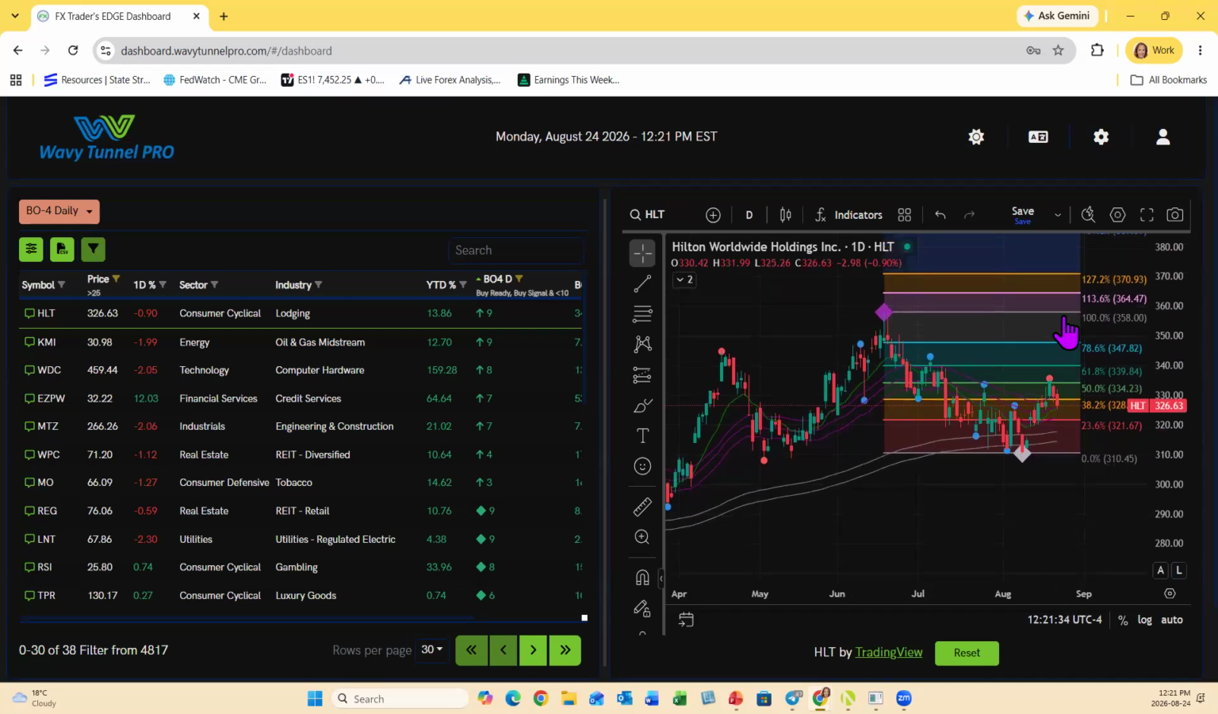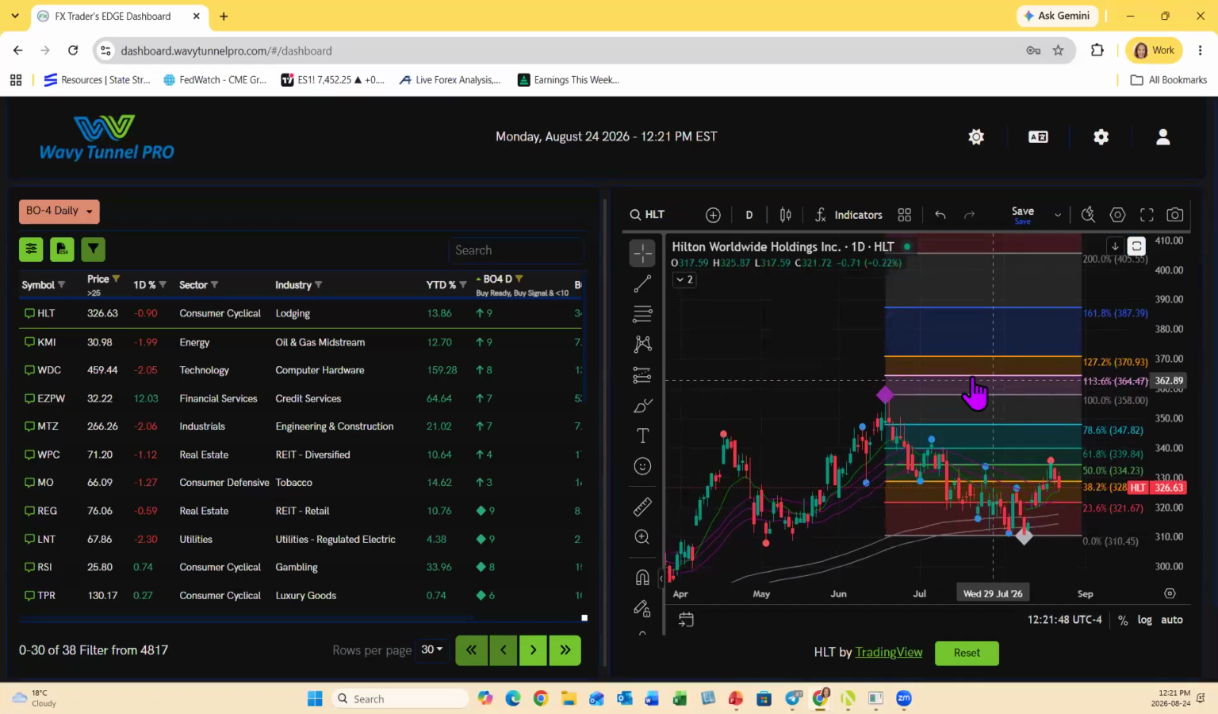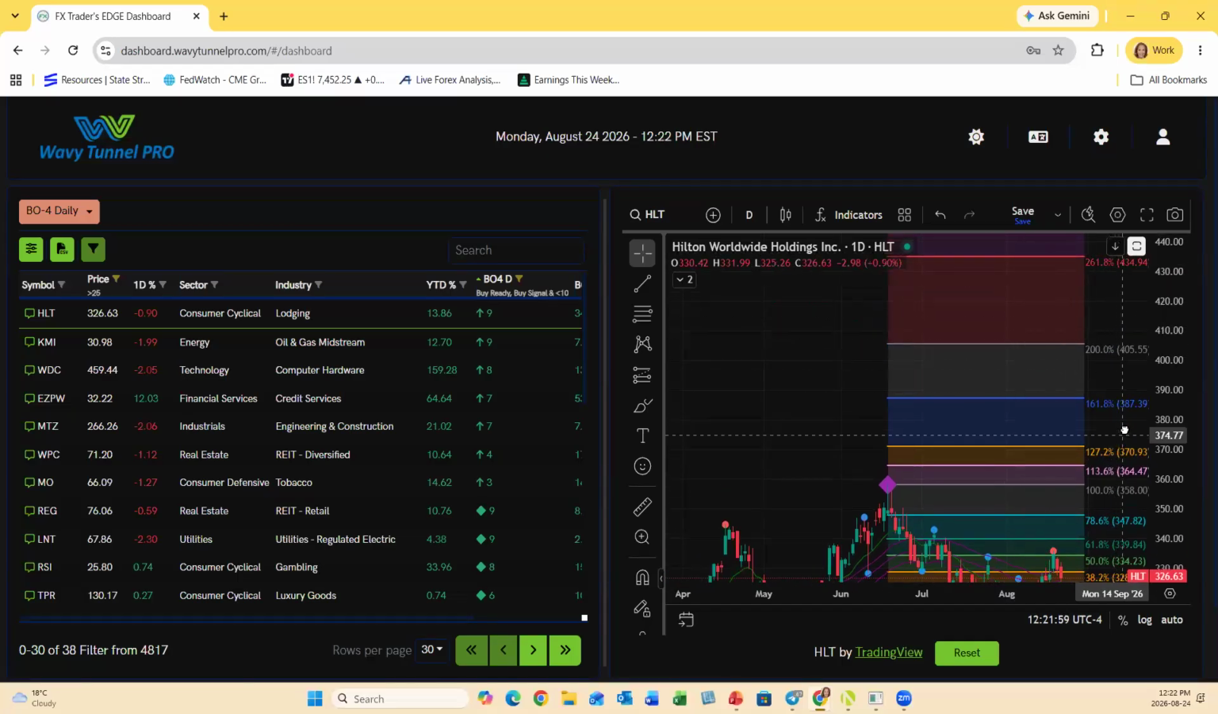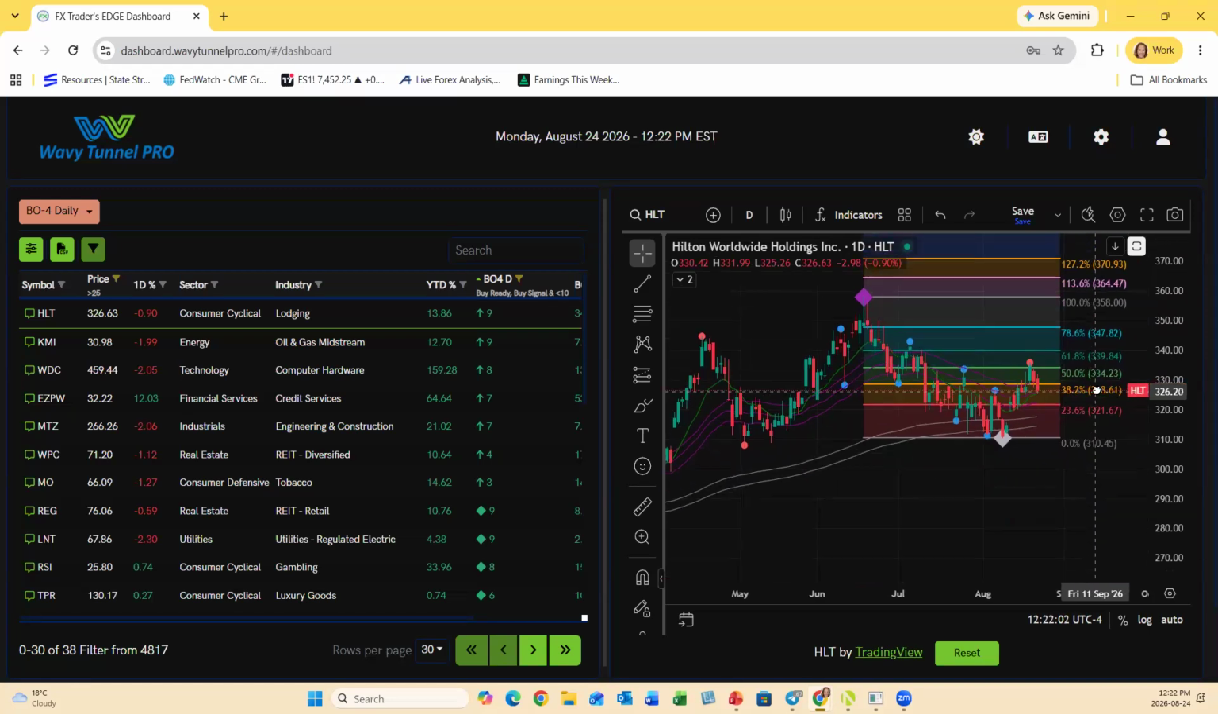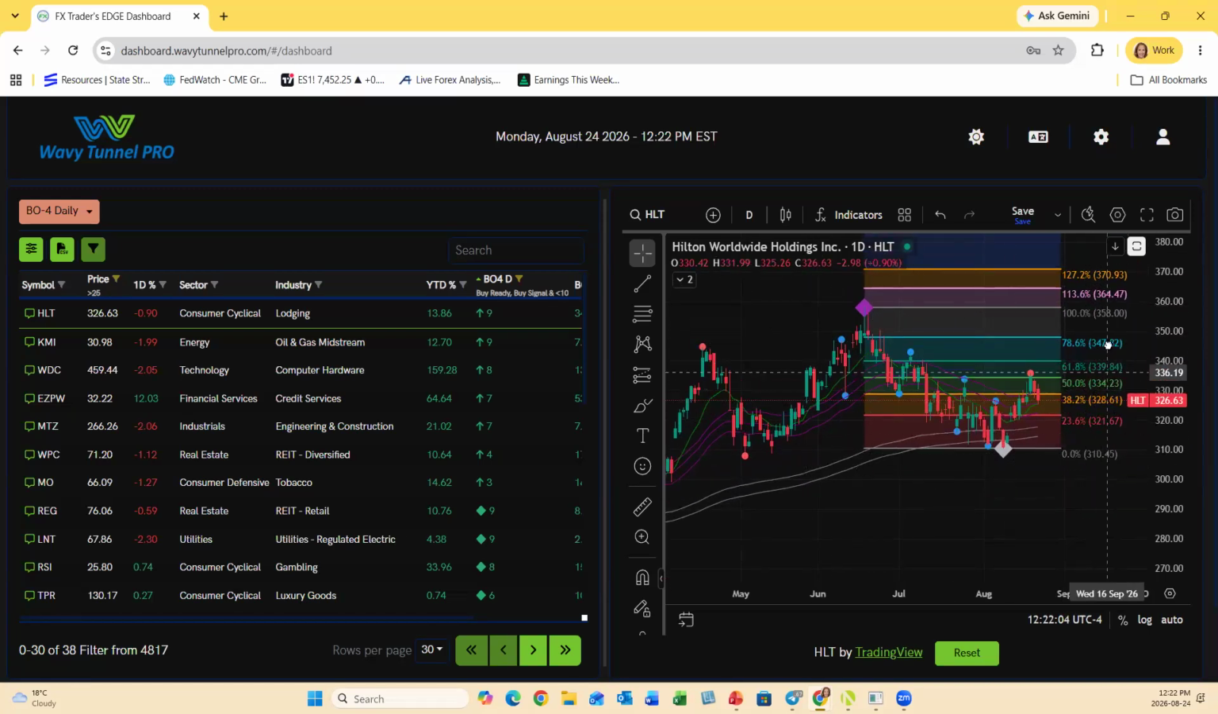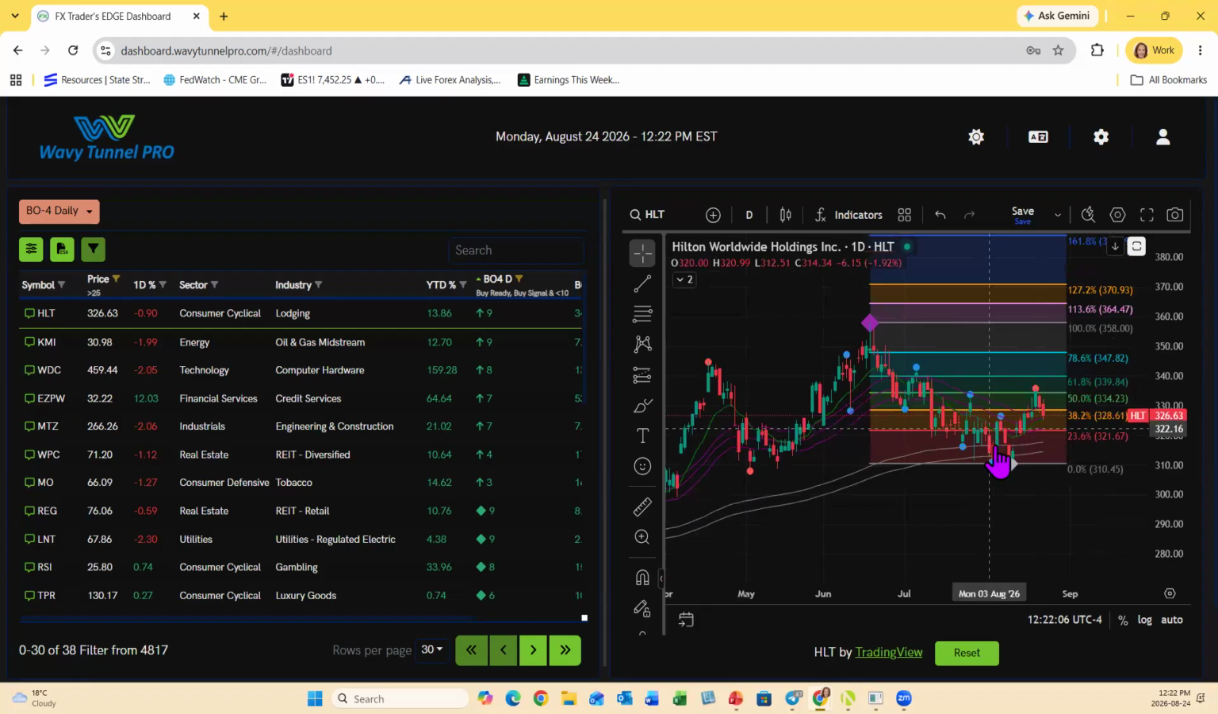The two key levels that I like to look at are the 1.136, which is a brief new high, and then the 1.272, those two lines. And then, of course, once we take out the 1.272, we're making new highs: 161.8, 200%, and then 261.8. Okay, so that's how the fibs work. Very interesting. So this is Hilton.